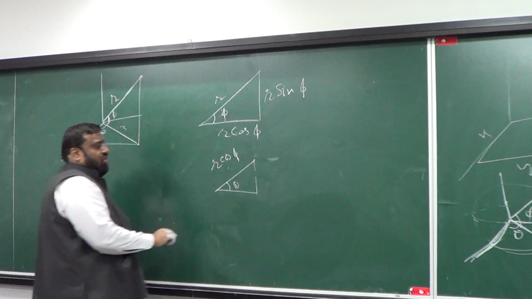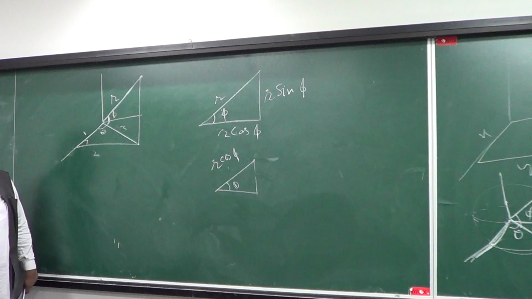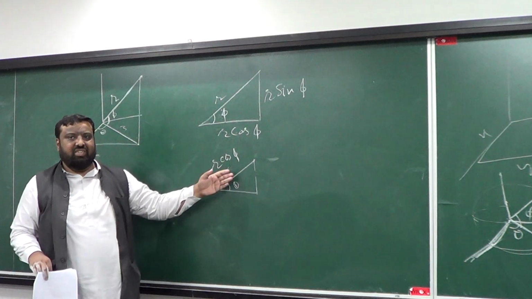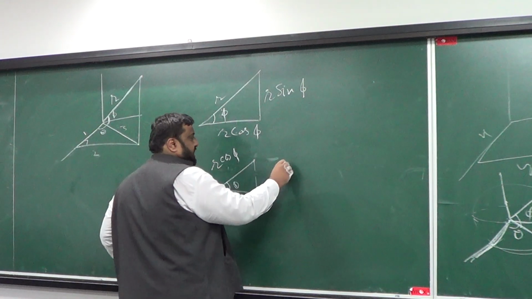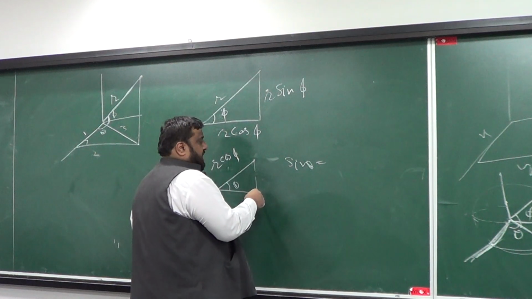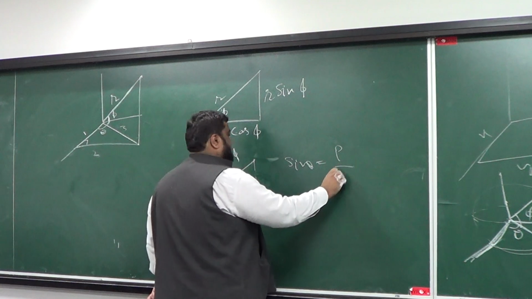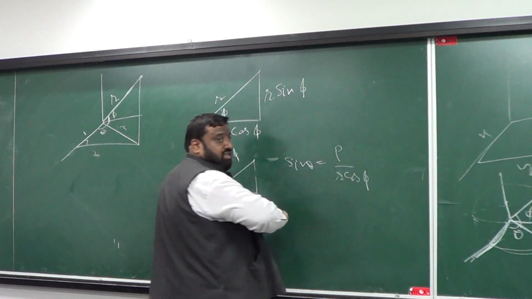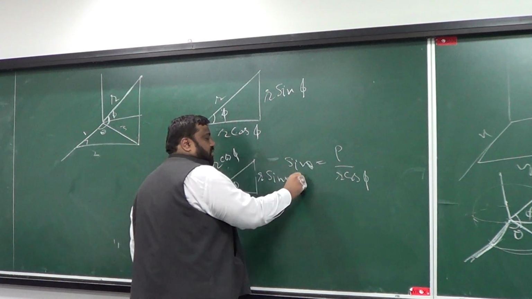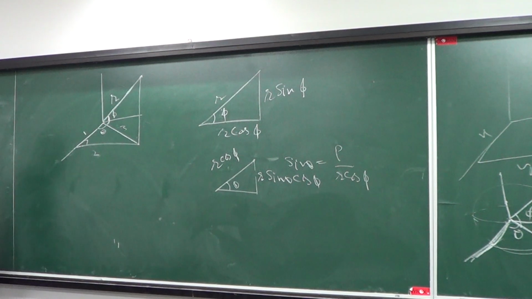So now, what would be this? Sine. So sine theta is going to be perpendicular over hypotenuse. The perpendicular is this side, over the hypotenuse, which is r cos phi. So this guy is r sine theta cos phi. Is it making sense?